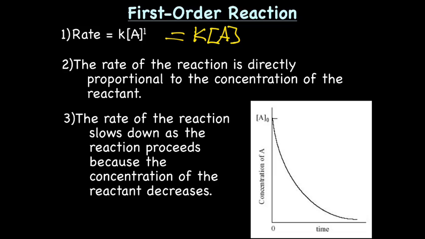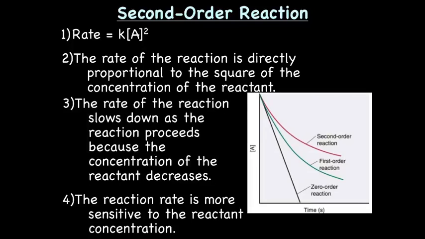The rate of the reaction slows down as the reaction proceeds because the concentration of the reactant decreases over time. Up here at the top, you can see we have a lot of reactant, and the reaction's going very, very quickly. When we get down in this area here, we have very little reactant, and the reaction is proceeding much more slowly. And now we have the second order reaction.